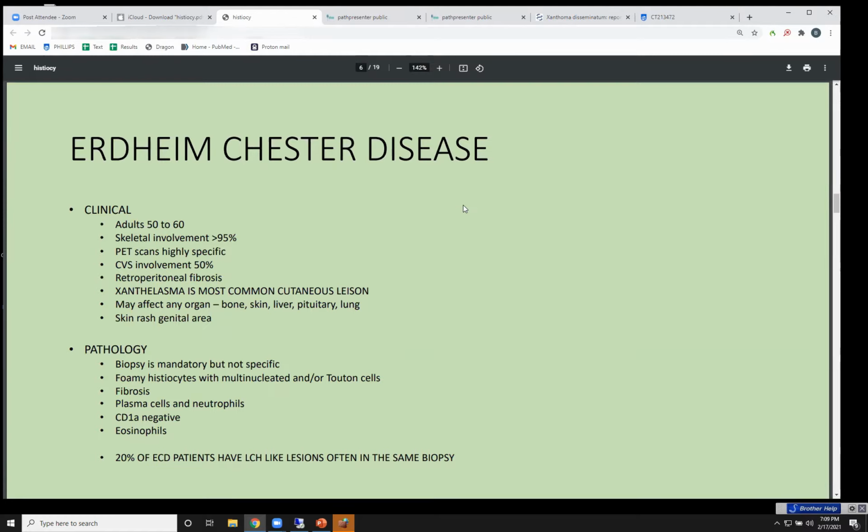Now, in Erdheim-Chester disease, clinically, the most common cutaneous manifestation is xanthelasma. Erdheim-Chester can affect any organ, the bone, the skin, the liver, the pituitary, lung, and again, is an erythematous rash, often in the genital area.